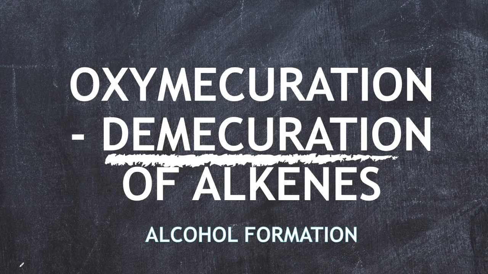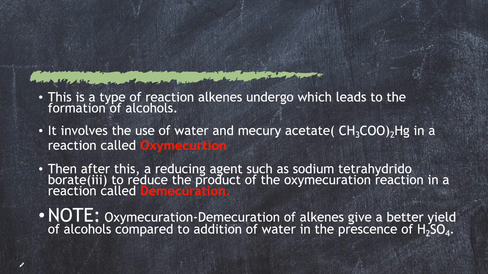So let's get started. Now this is a type of reaction alkenes undergo which leads to the formation of alcohols, like I said earlier. It involves the use of water and mercury acetate in a reaction called oxymercuration. Then after this, a reducing agent such as sodium tetrahydroborate is used to reduce the product of the oxymercuration reaction in a reaction called demercuration. And there's something we need to note about this.